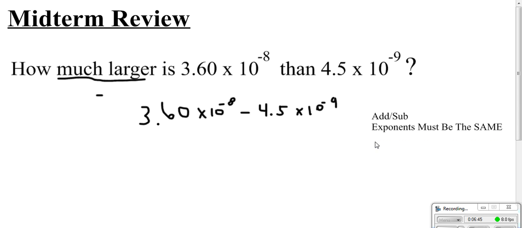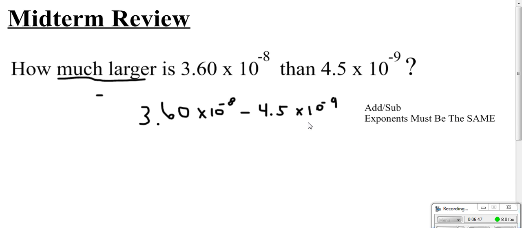All right, so exponents must be the same for you to do anything. So one of these exponents must change. I am going to change this negative 9 to a negative 8 by adding 1 to it, and I'm making that larger. So I'm going to put an LG on the top of that, and I have to make this smaller. Put an SM on the top of that.